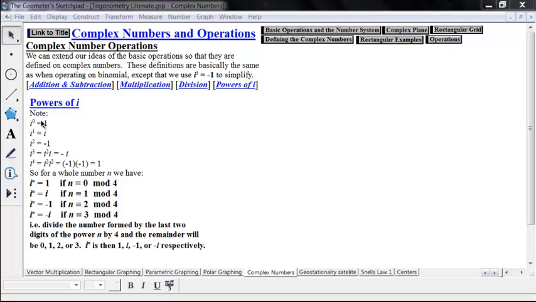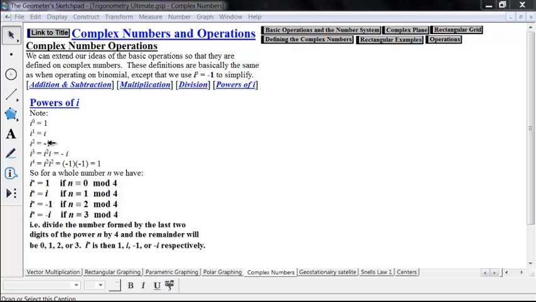In this video, we're going to quickly take a look at powers of i. So, first note that i to the 0 should be 1. Remember, anything to the 0 is 1 except for 0 to the 0, which is undefined. So, it would make sense for i to the 0 to be 1. Of course, i to the first power would obviously be i.